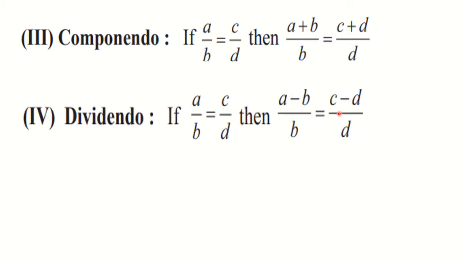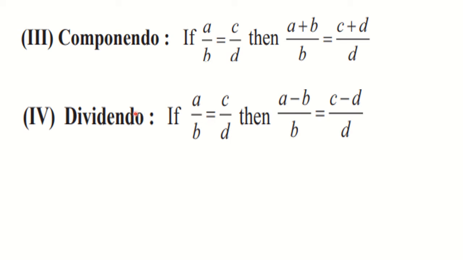Then the next is dividendo. Similar property, only in place of plus sign we have minus sign. We are subtracting denominator from the numerator in the numerator. So A upon B is equal to C upon D. Then A minus B upon B is equal to C minus D upon D.